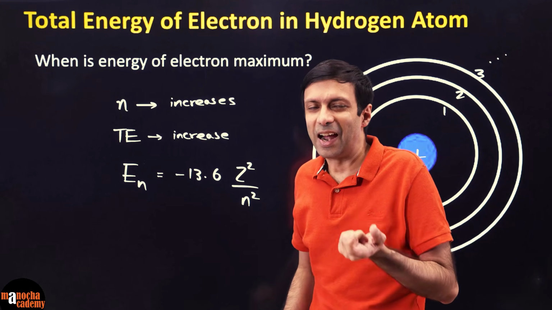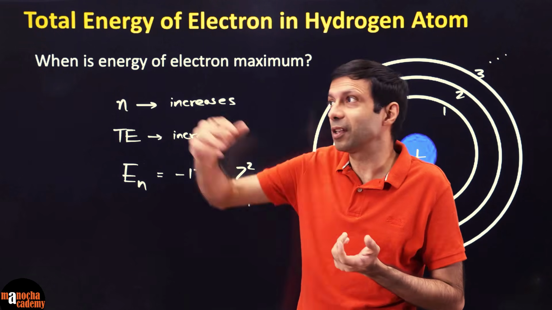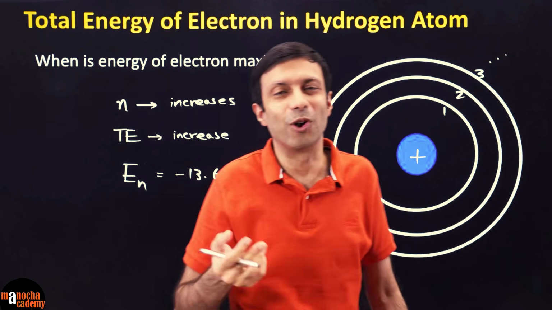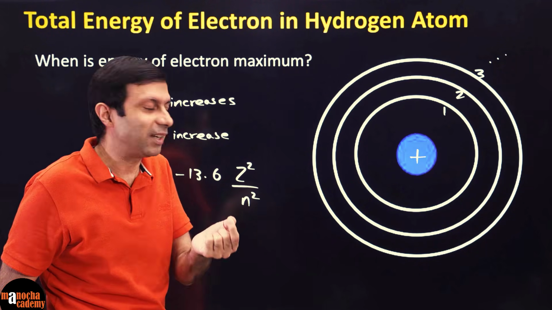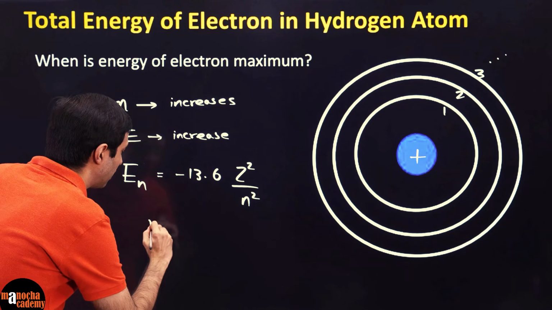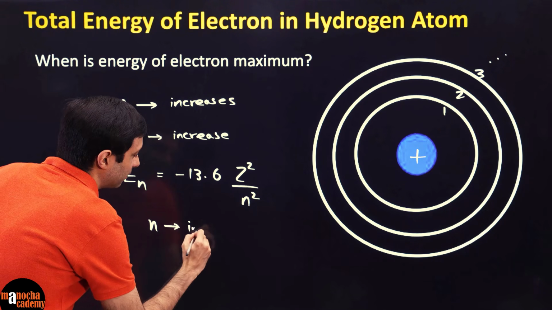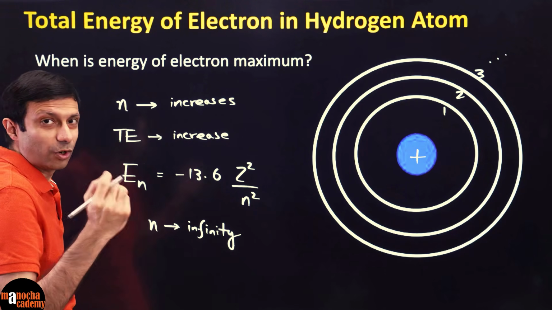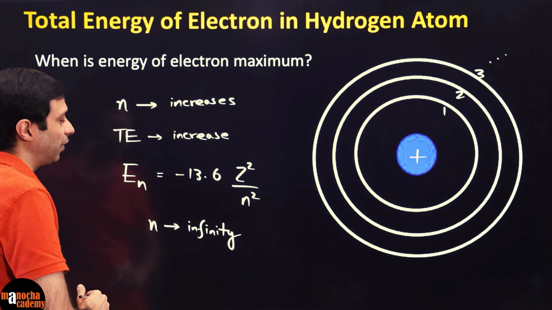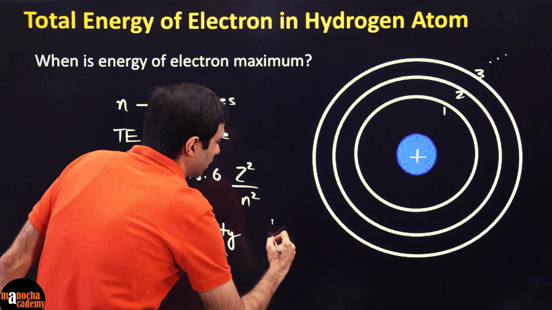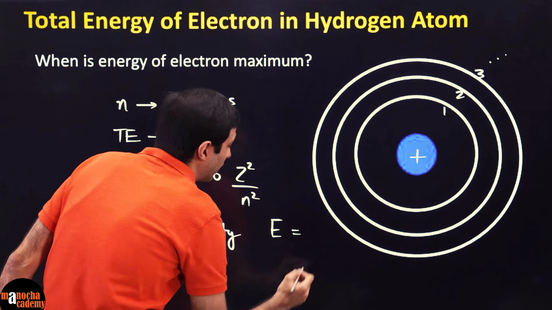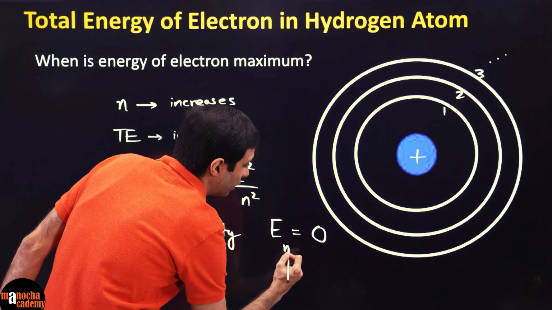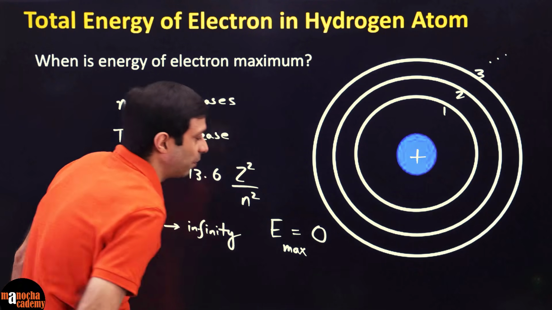Of course, the atom is a very tiny particle, so very far doesn't mean 1 kilometer. It may be a few centimeters for the atom, because the atom is very, very tiny. So basically we can say that when n is infinity, that means you're very far away from the nucleus for the electron, the total energy of the electron will become what? If you divide by infinity, total energy of the electron is 0, which we can say is the maximum energy.